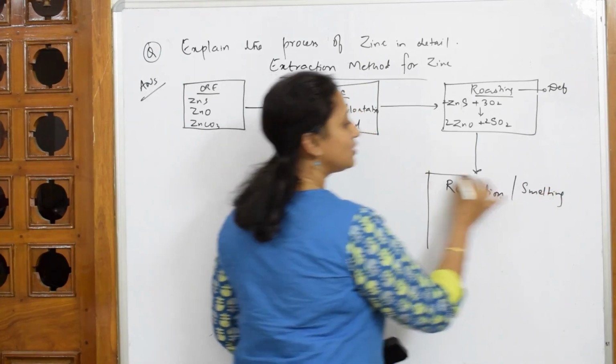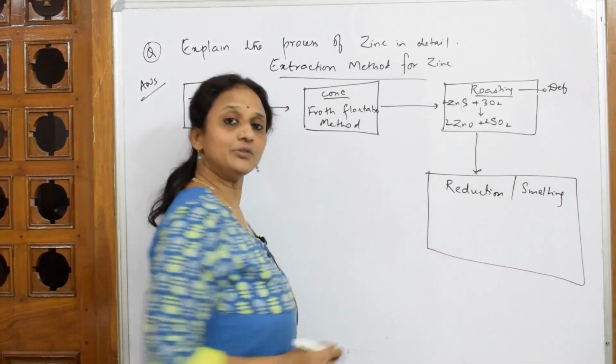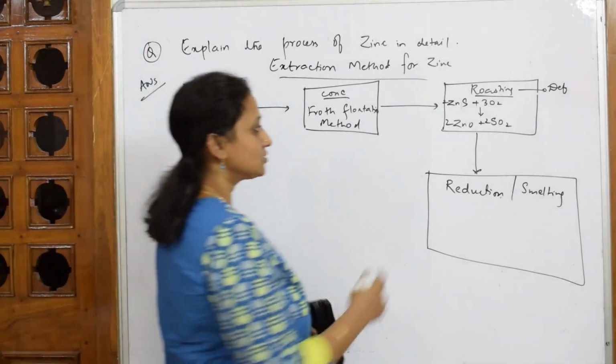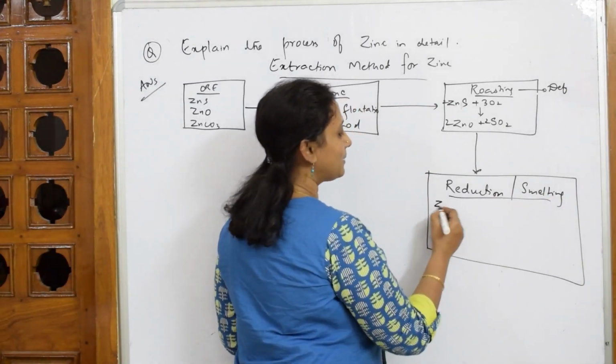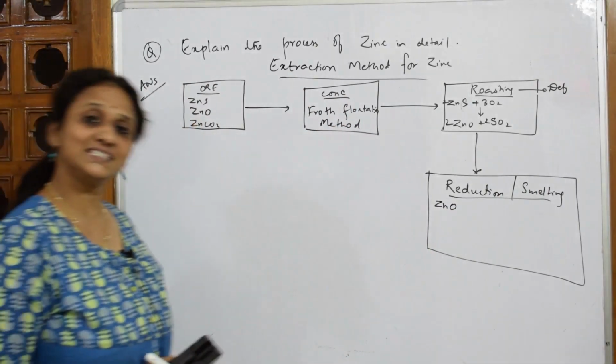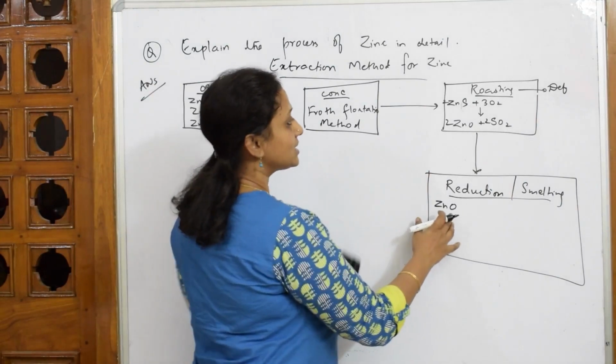Smelting process. So what do we do in smelting? We are going to use a reducing agent like coke or carbon. So for reduction or smelting, pick up this metal oxide. What is ZnO? ZnO is zincite. Now I am going to take zincite.